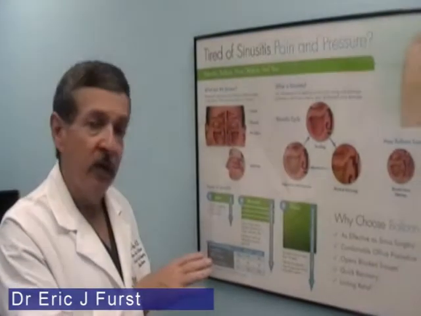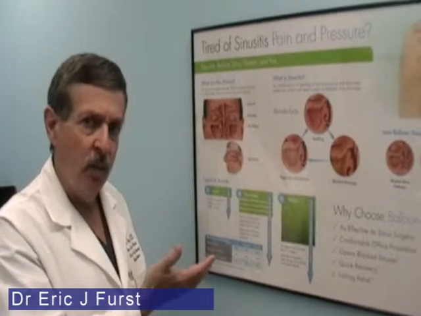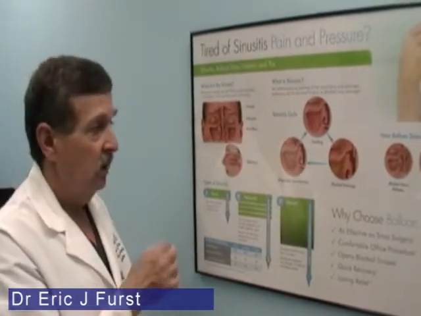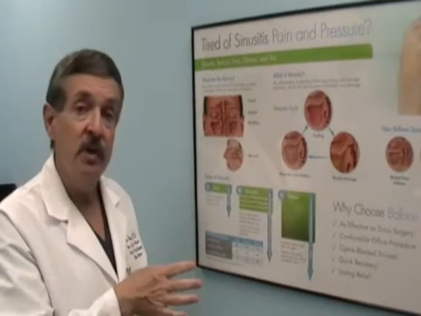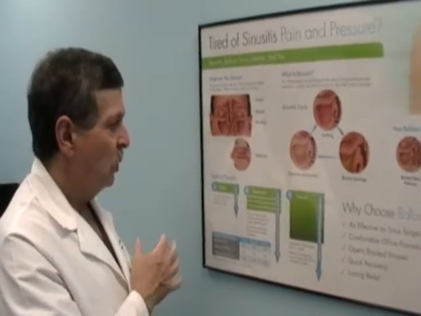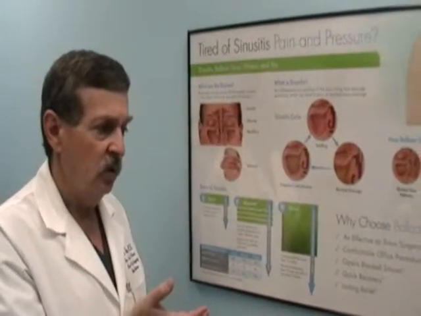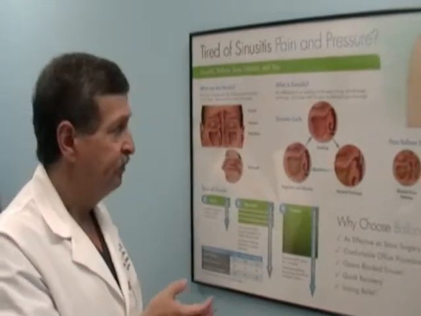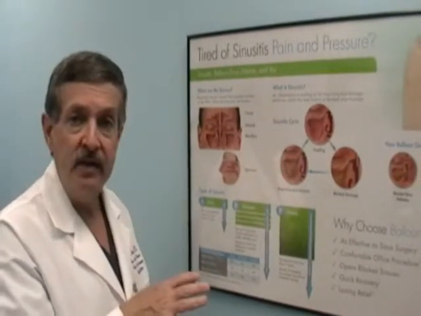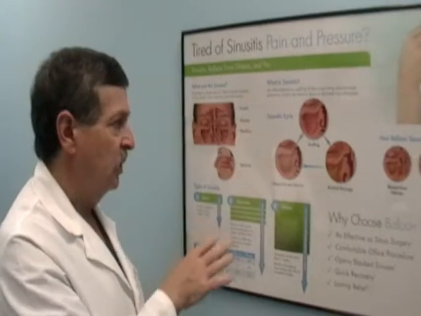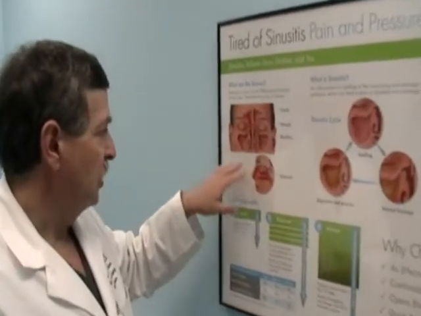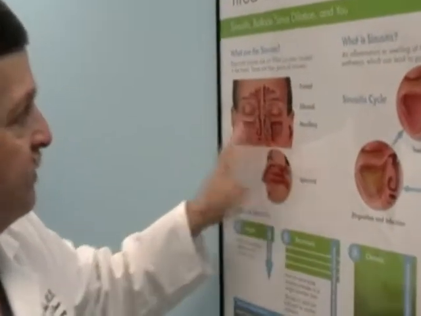We have some anatomic charts here to better describe what it is we're trying to do and what kinds of problems the balloon procedure can actually help. So once we've identified the patient who is a candidate for this procedure, we determine which of the sinuses are involved. And let's look at those sinuses here to learn a little bit about the anatomy of the sinuses.